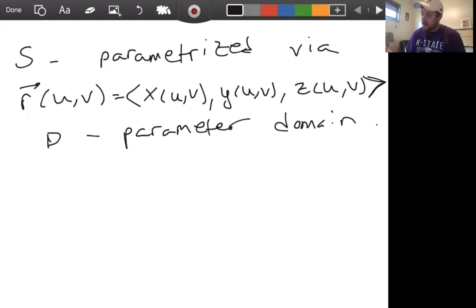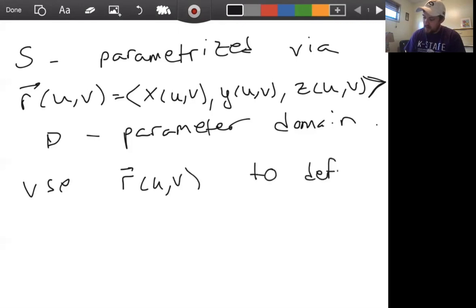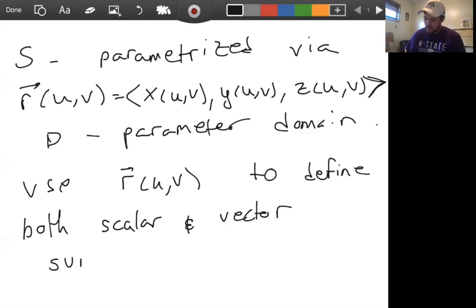And what we can ask now is, well, now that we can express surfaces via some regularized or smooth parameterization, we can ask, well, now what would surface integrals look like, right? So we can use our knowledge of parameterizing surfaces to define both scalar and vector surface integrals.